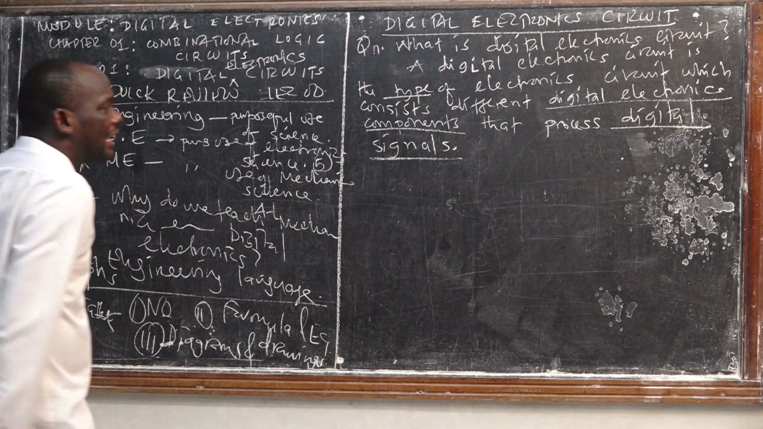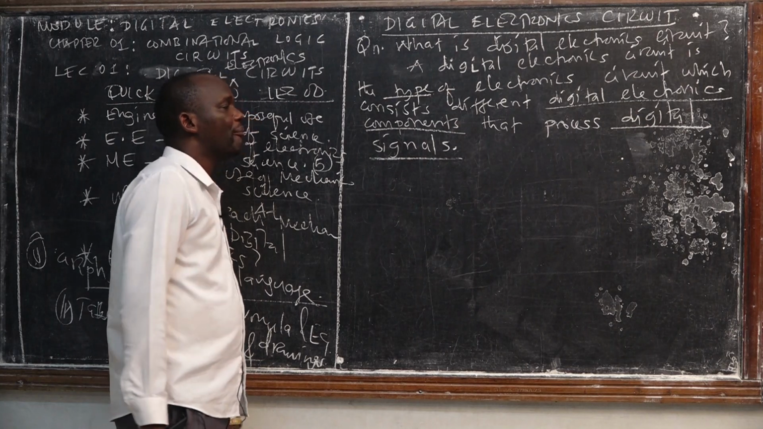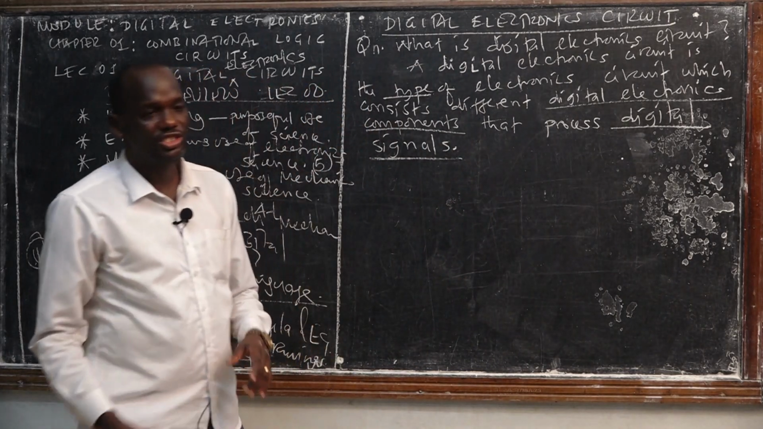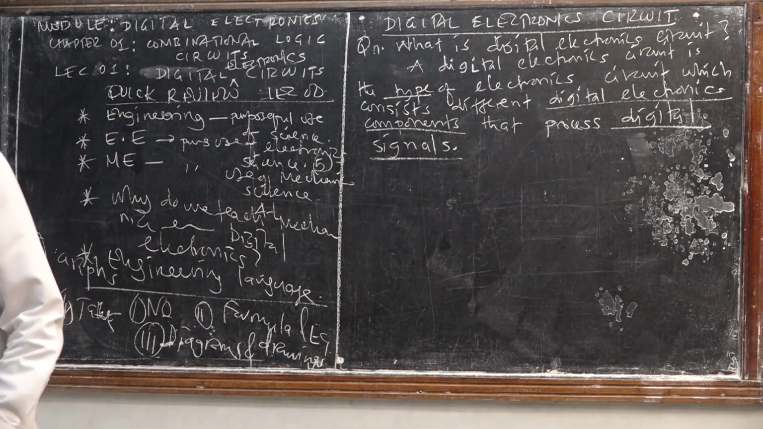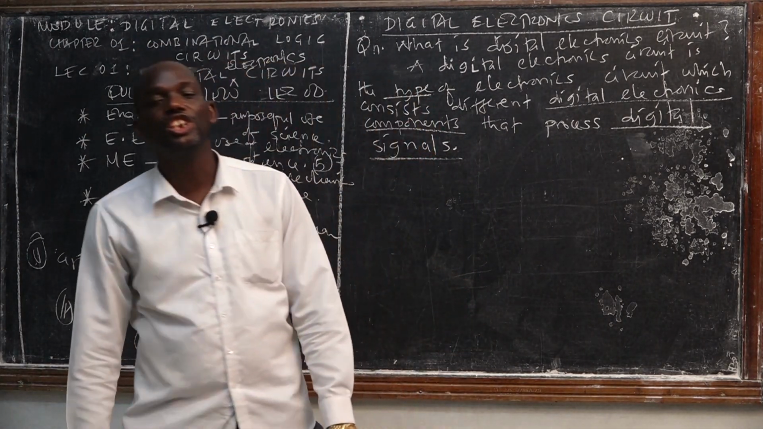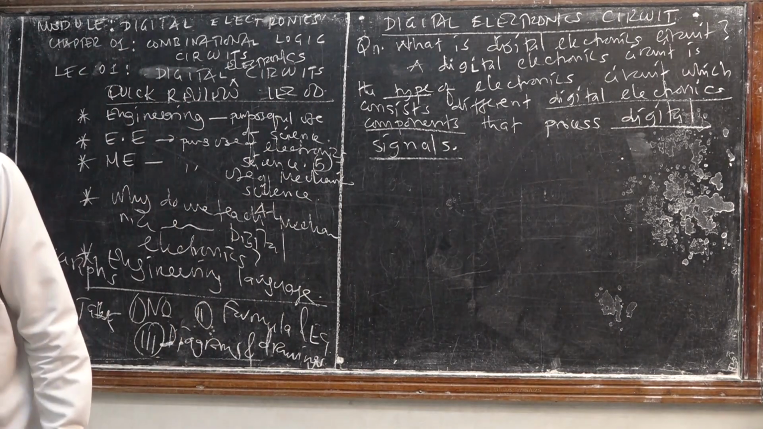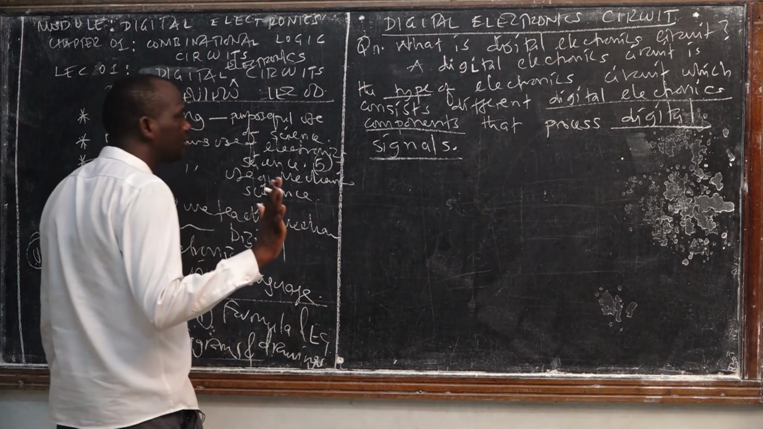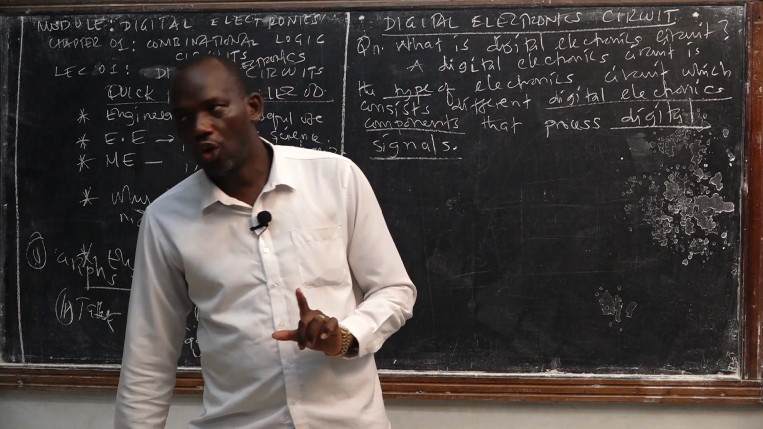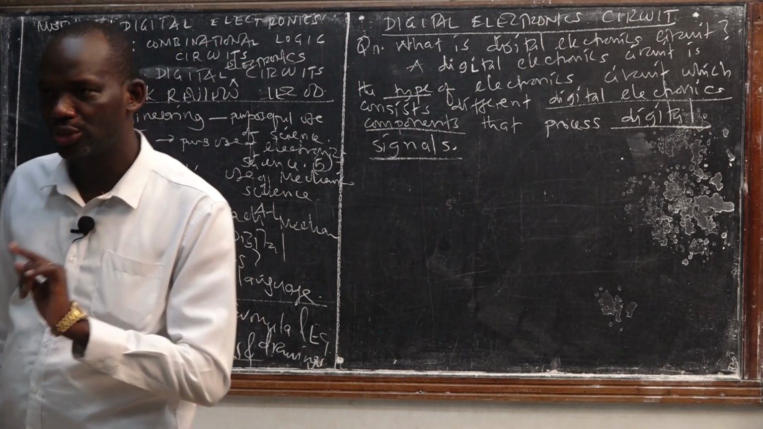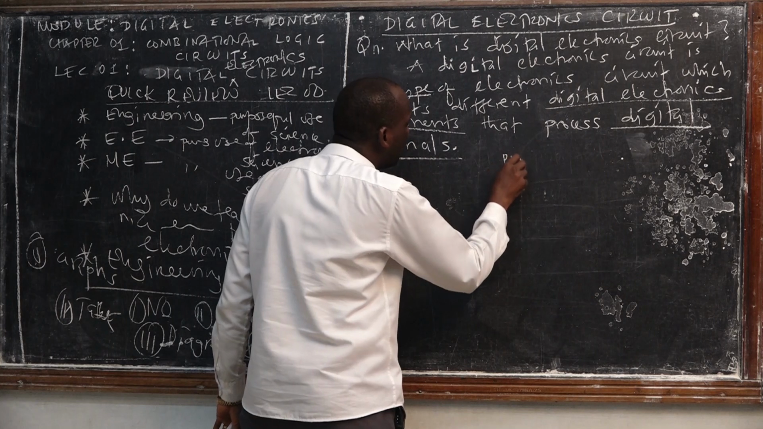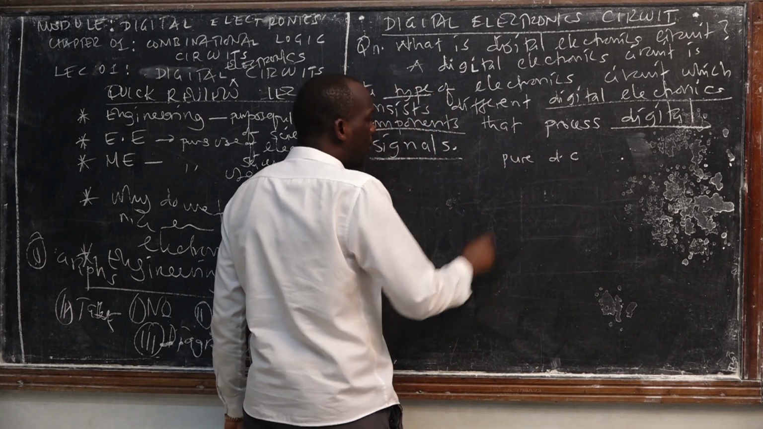So these circuits consist of digital electronics components, but what is the function of these components? To process digital signals. Say digital electronics components. Say digital signals. Remember that a digital circuit might be a pure digital circuit, or might be a partially pure digital circuit. Stop writing, I'm just explaining.